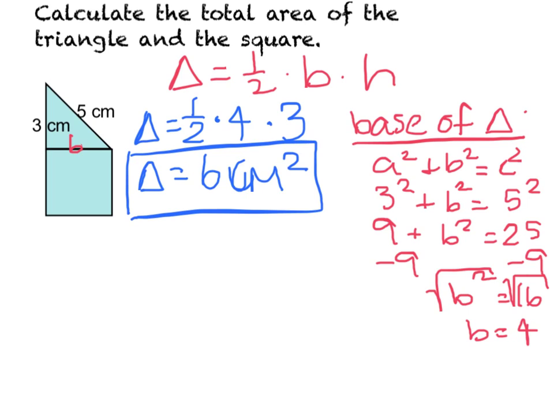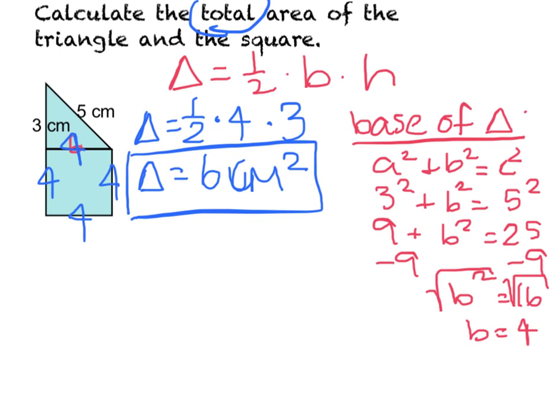It tells me to find the total area, not just the area of the triangle. And the other hint they tell me is that this shape is a square. So what do I know about a square? I know that all sides measure exactly the same unit. So all of these sides are not 6, as I'm writing. All of these sides are 4, because I just calculated this base to be a 4.